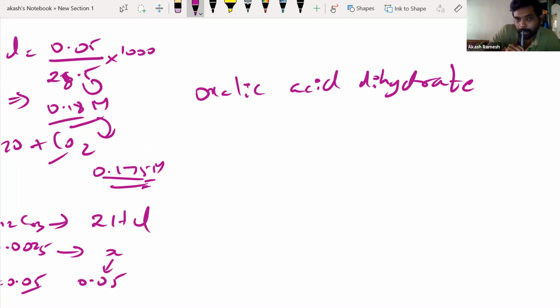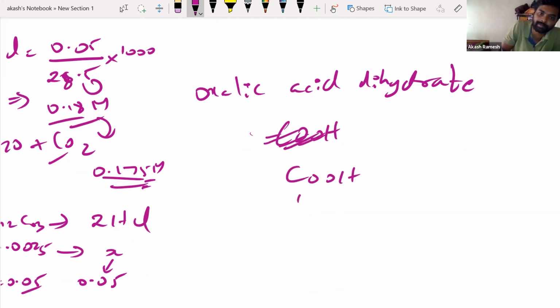What is the acetic acid formula? CH3COOH. That is also a carboxylic acid. So what is the functional group there? COOH. Correct. For any carboxylic acid, COOH is the functional group, and obviously you are going to have some other carbon there. So for oxalic acid, it's a simple formula. It's COOH. That's it.